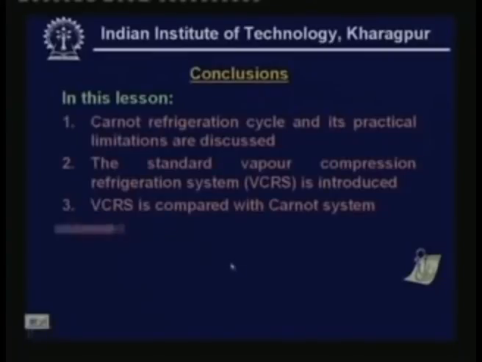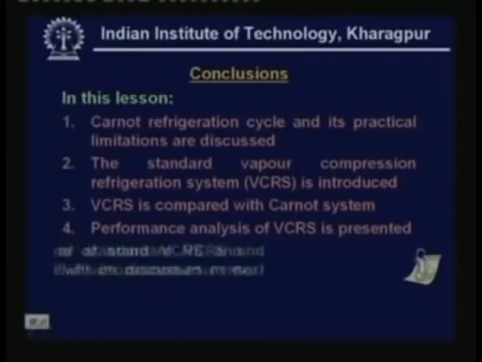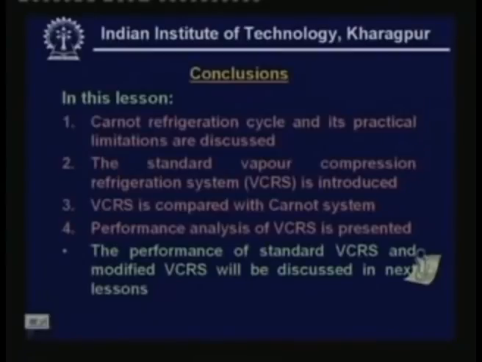these deviations are. And we have presented a simple performance analysis of a standard vapor compression refrigerant system by applying the steady flow energy equation to each component. And we have also presented the cycle on a p-h diagram, and I have also explained how to evaluate the required performance parameters using the p-h diagrams from the known values of evaporator and condenser temperatures. The performance of the standard vapor compression refrigerant system and the modified vapor compression system will be discussed in the next lectures.